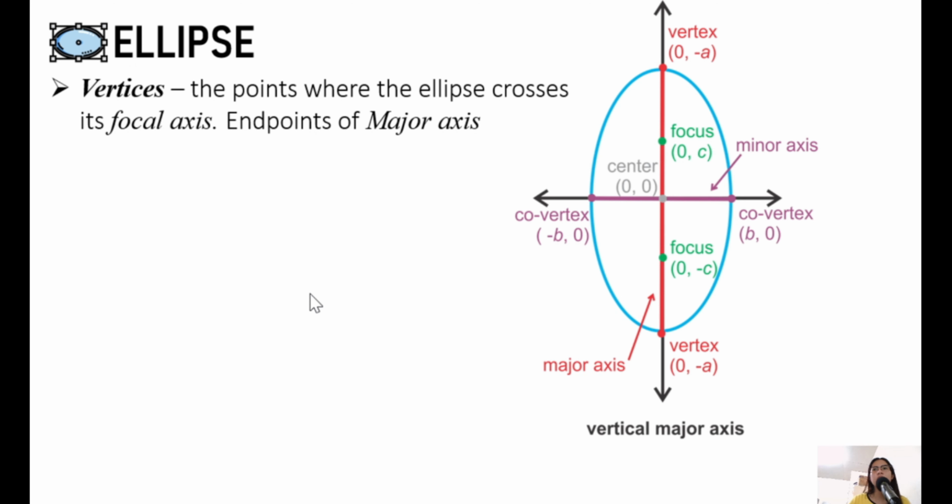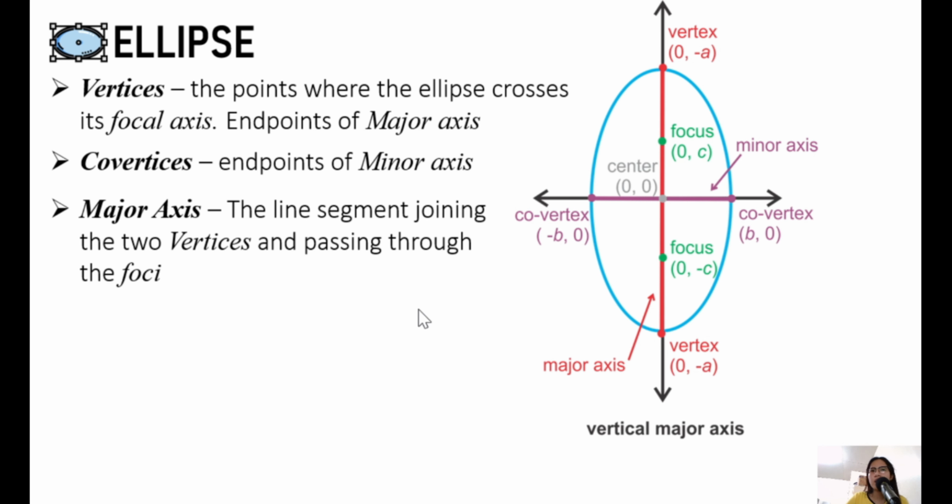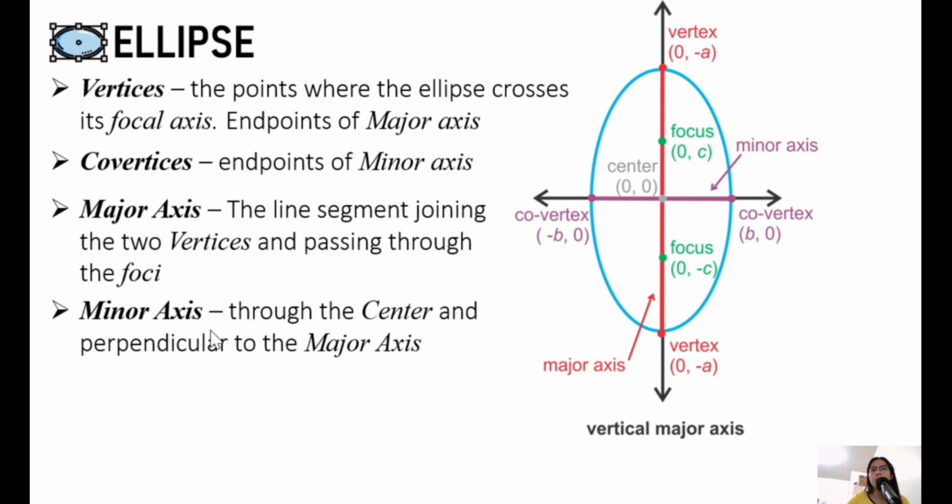Okay, next. These are some of the important parts of the ellipse that you have to know. Key points. Vertices are the points where the ellipse crosses its focal axis, and these are the endpoints of the major axis. Co-vertices are the endpoints of the minor axis. The major axis is the line segment joining the two vertices and passing through the foci. It passes through the center and the foci. Next, minor axis: it is through the center and perpendicular to the major axis. So, it is perpendicular to our major axis, and it passes through the center.